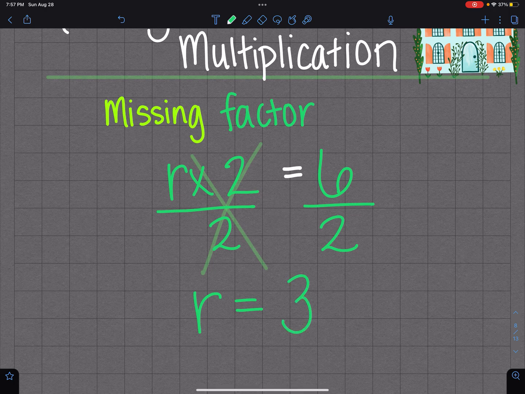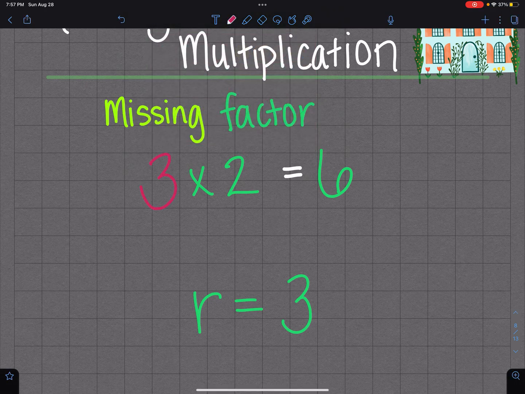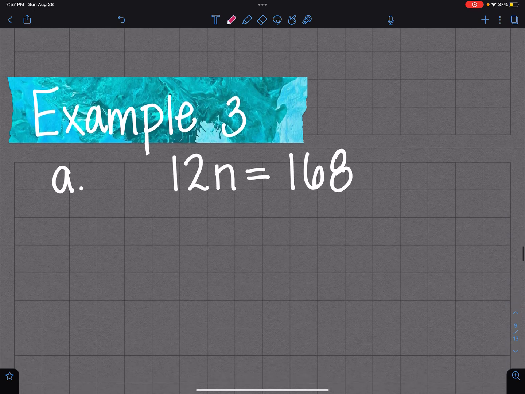Easy peasy. If you're not sure of your answer, go back to the original problem. Plug in the 3 in place of that r. So if I do that, 3 times 2, I know that the answer is 6, so this makes perfect sense that it's right. All right, let's do example 3.